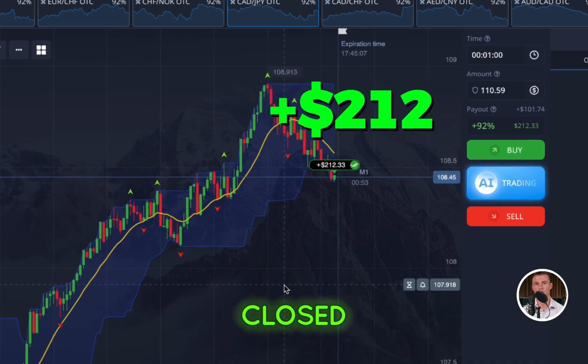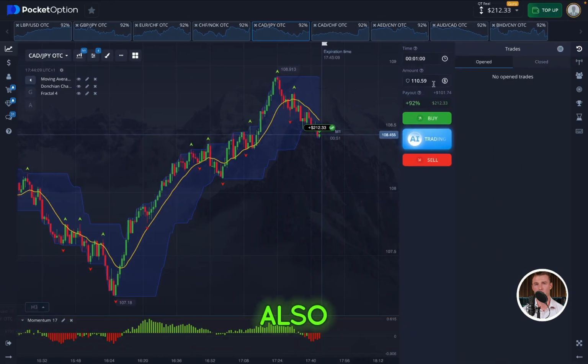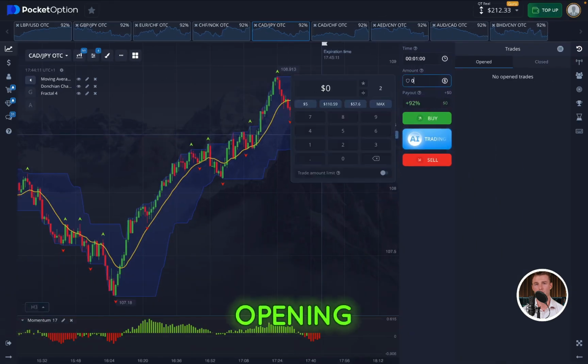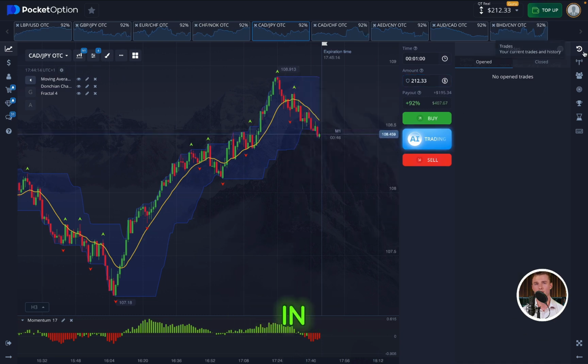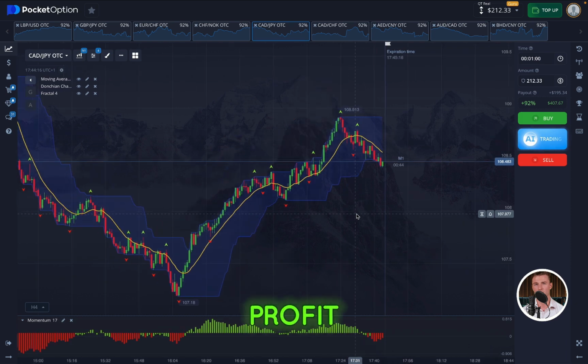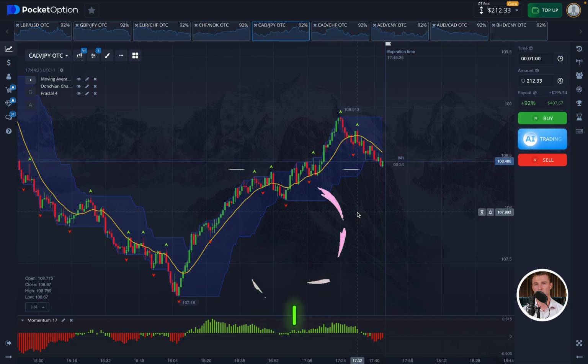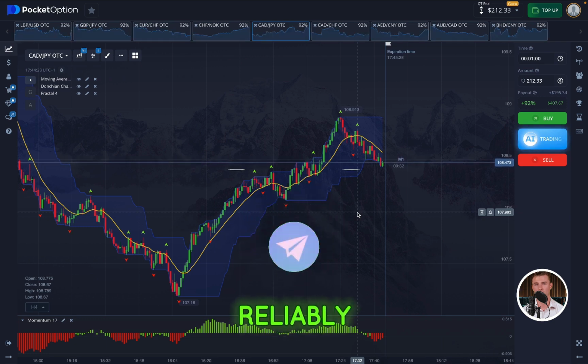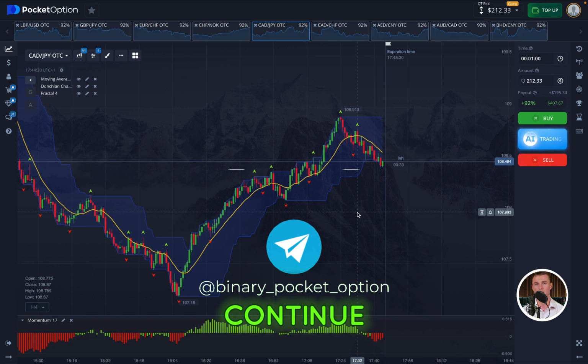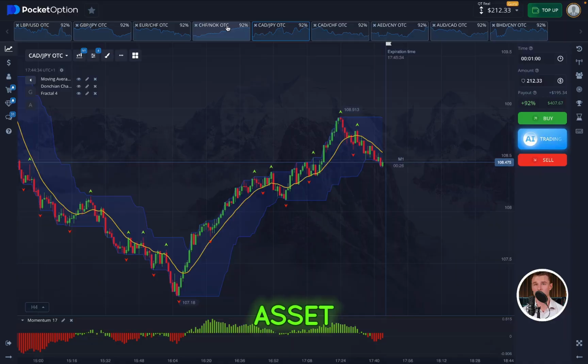Great, the position is closed in a super plus. Let's also make a further opening for the maximum amount of the balance. Let's take the risk again. In general, so far our profit is not so big, and it will not be so scary to lose the amount. But anyway, of course, I do not want this, so I will also select the entry point reliably. We will continue, and let's select the following asset.